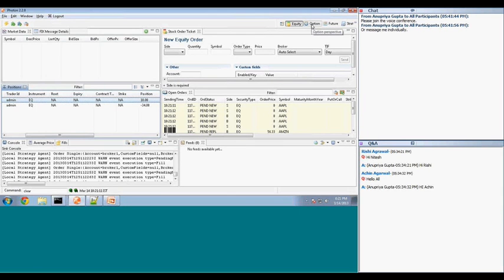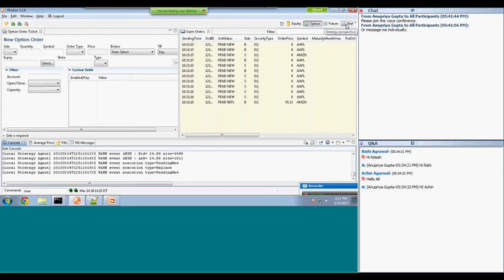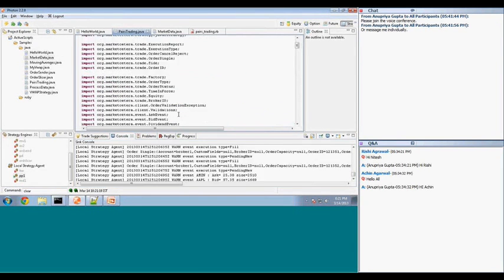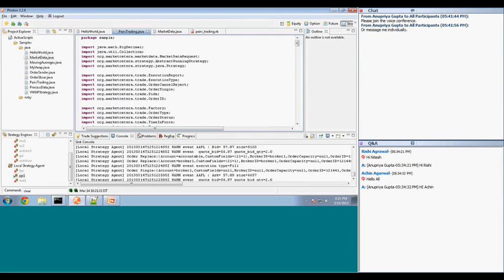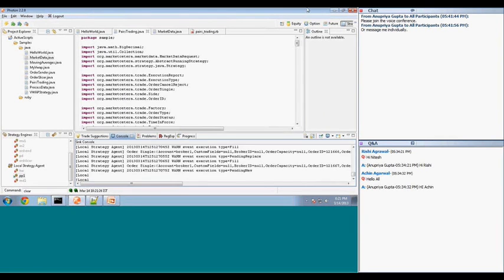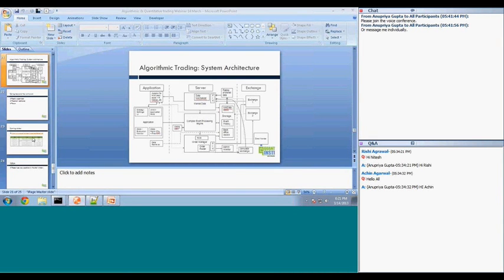You can also define your own views over here. This is my options view if it is an option that I'm trading, and this is a strategy view which I would like to keep on when I'm coding. All right, so that's about it. That's how a typical algorithmic trading platform looks like. Just to show you an idea, I'll just stop this, so it will just stop and cancel all the orders. All right.